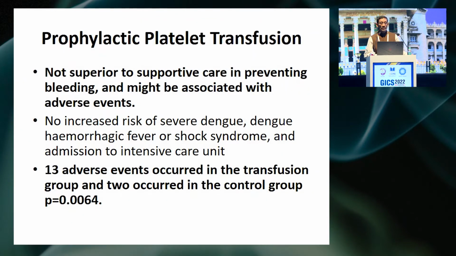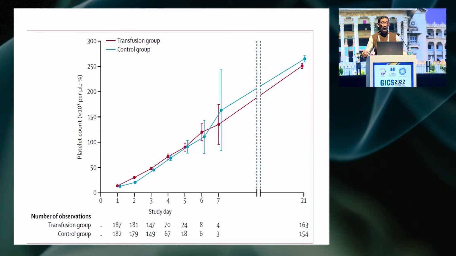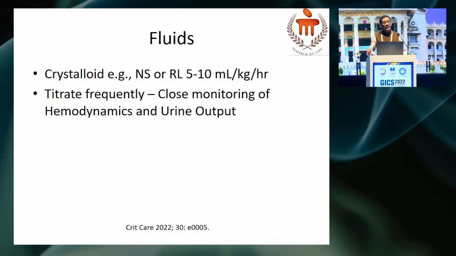Similarly, platelet transfusion also is found to be of no use. A prophylactic platelet transfusion has no role, as seen in this graph, where both lines are going together. Only when there is significant bleed, platelet transfusions are required. And the guidelines are focused clearly on fluids.